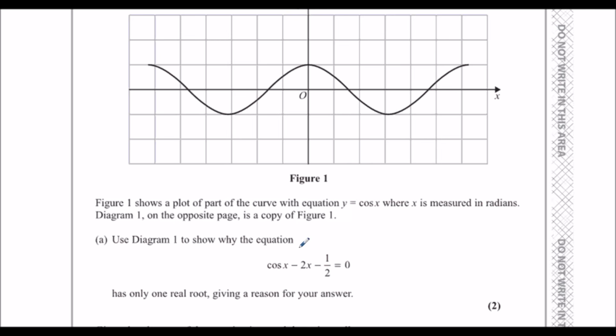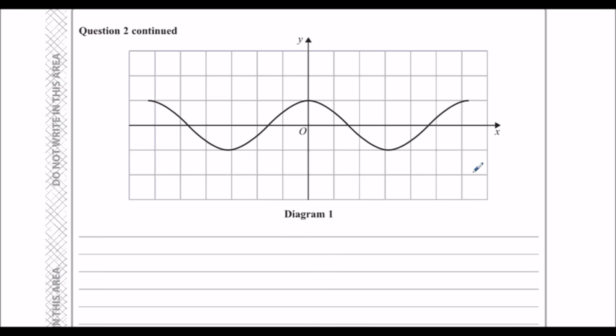So we can find the roots by rearranging this. We've already got cos x, and if we get cos x by itself, plus 2x to both sides, and plus a half to both sides, the roots of this are going to be where the two graphs cross, where cos x crosses 2x plus a half. So we want to find where cos x is equal to 2x plus a half. So we can draw the graph of y equals 2x plus a half on the grid.